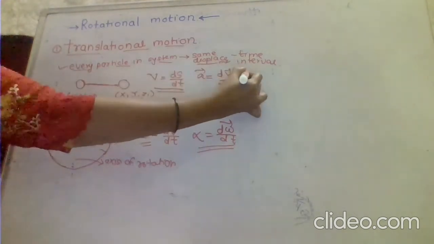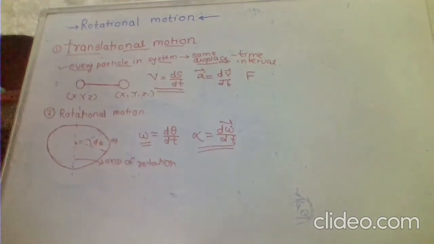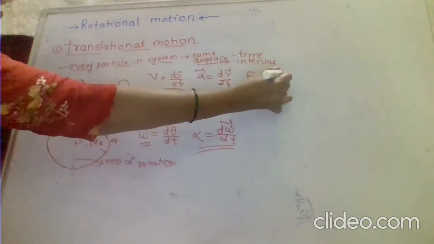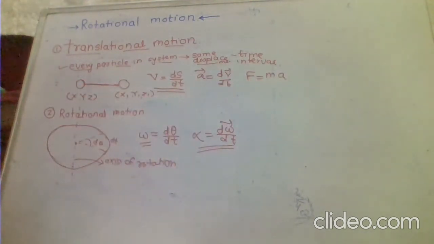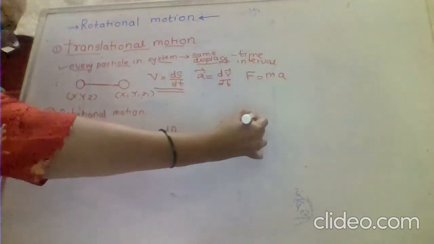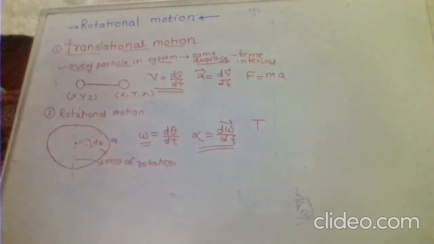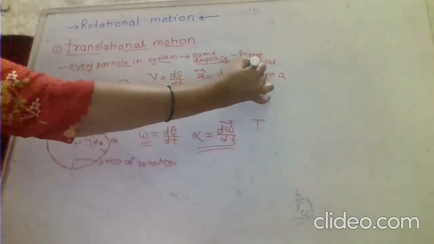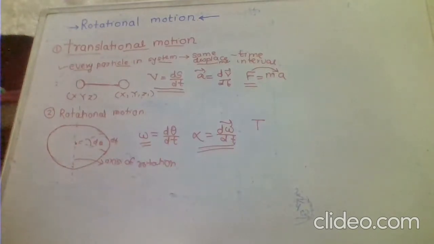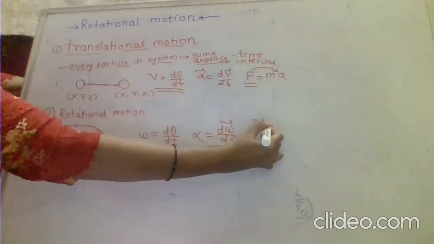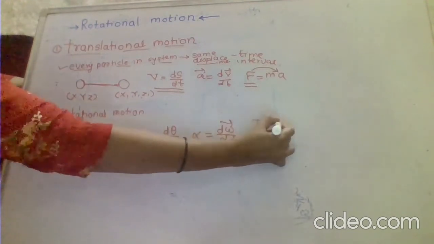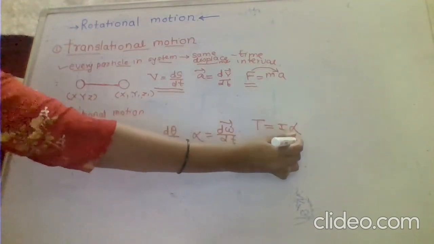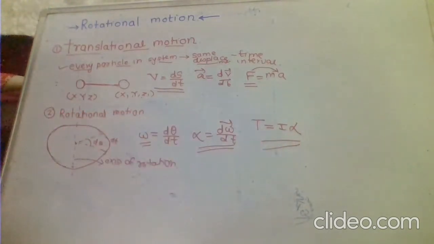Then we use the term force in the case of translational motion. This force is given by mass into acceleration according to Newton's second law of motion. And here we use the term torque. Force in translational motion produces linear acceleration a. Torque in rotational motion produces the angular acceleration alpha, and it is given by T equal to I alpha.